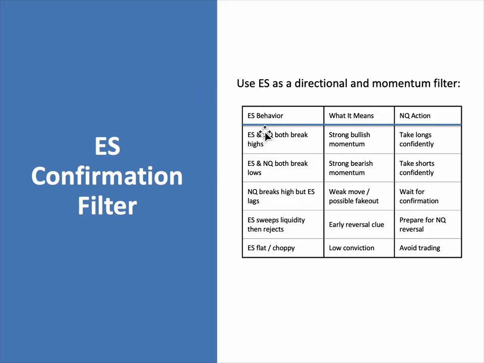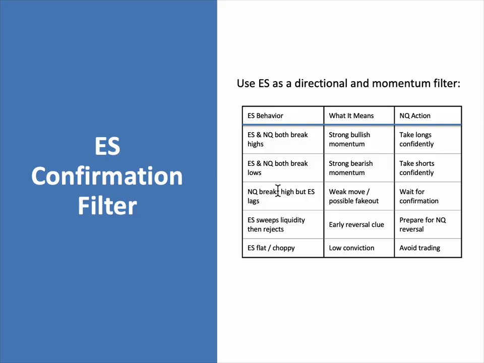So let's say, for example, ES and NQ both break highs. Let's say they break the opening range and there's a lot of bullish momentum, and let's say there's no highs that we need to go hunt. I'm taking longs on NQ very confidently because there's no areas where ES will reverse off. Same goes for if we're going low, right? If we break low on NQ and on ES, I'm going to be confidently taking NQ shorts.